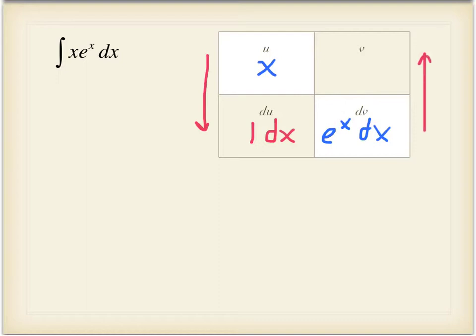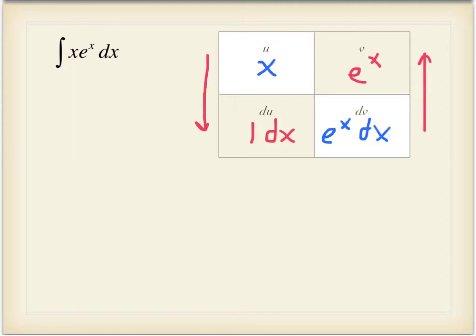So if my derivative is e to the x dx, what's my original? And that's going to be e to the x. Remember, the derivative of e to the x is the same thing. Might have to use the chain rule at some point. Now, think back to that formula that you just wrote down a second ago.